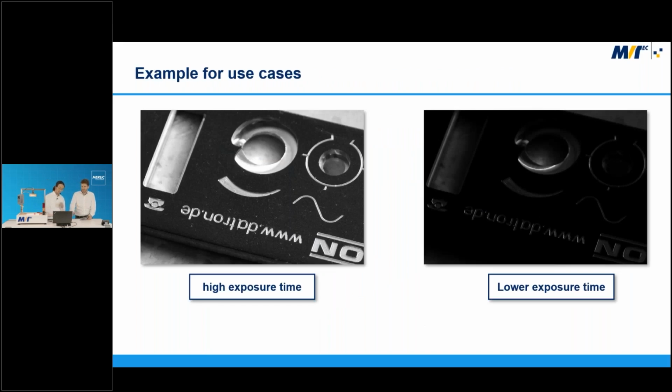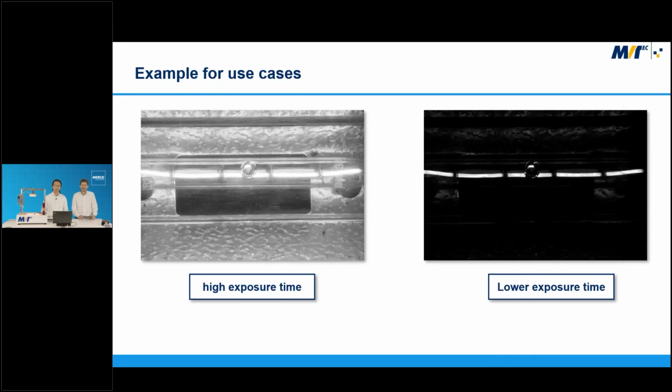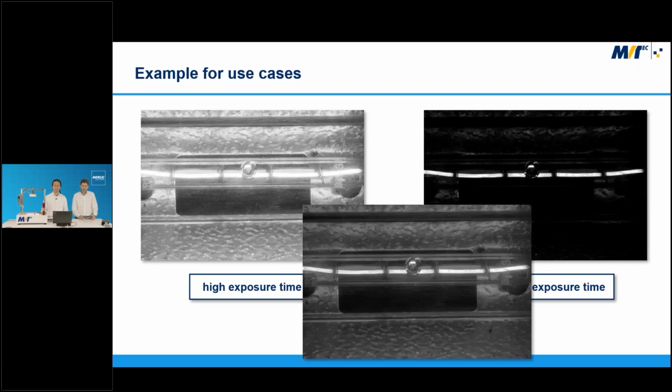Of course. So here are some images with high exposure time and lower exposure time. As you can see, with each image alone, we cannot get the full information of the image content. But using the HDR technology, we can combine the images and have the whole feature from this image. And here is another example. On the left-hand side is the high exposure time image, and on the right-hand side is the lower exposure time image. And here is the HDR image.